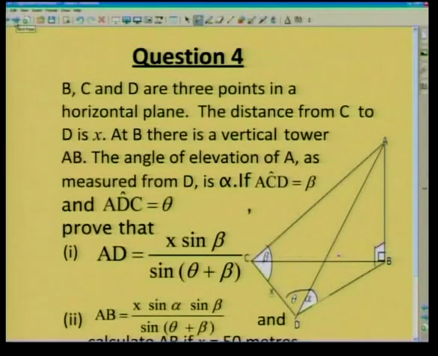All right, this one says, B, C, and D are 3 points in a horizontal plane. The distance from C to D is x. So from C to D is x. It's filled in for me already. At B, there is a vertical tower AB. So there we have it. So that is the vertical tower. That's why that right angle's over there. The angle of elevation of A, as measured from D, is alpha. So from D, if I look up to the top of the tower, there's my alpha. And then it goes on, and it says, if ACD is beta, and ADC is theta, prove.